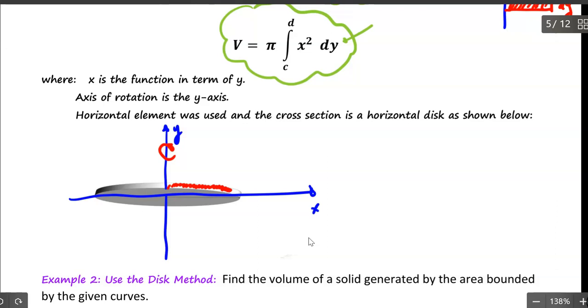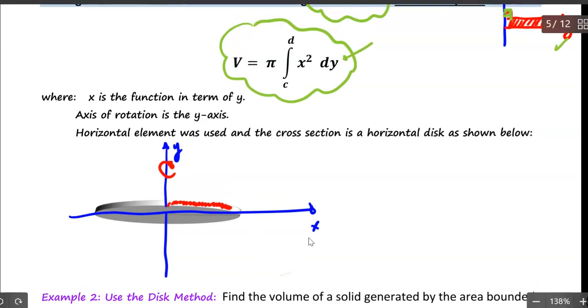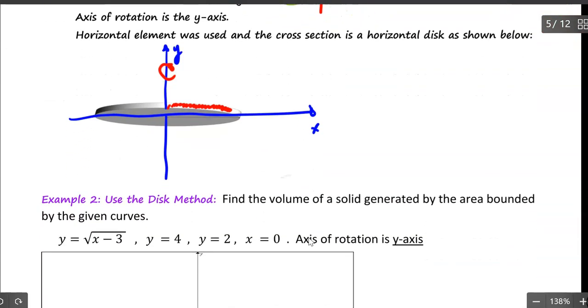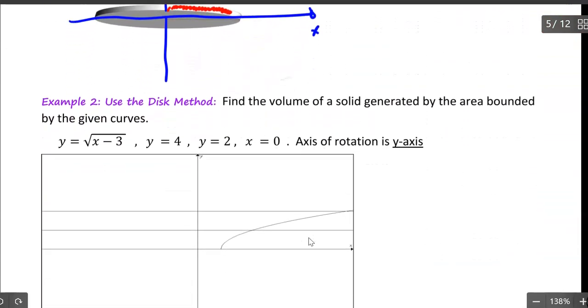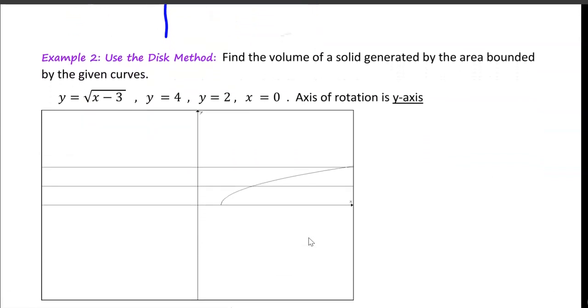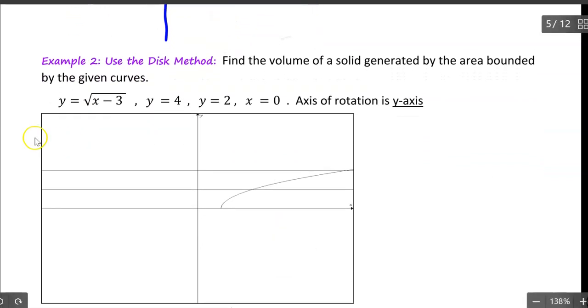Okay. All right. So in this case, we are going to work with these formulas. So let's talk about this example. This example said to use this method to find the volume of the solid generated by the area bounded by the given curves: y equal to the square root of x minus 3, y equal to 4, y equal to 2, x equal to 0. The axis of rotation is the y-axis.